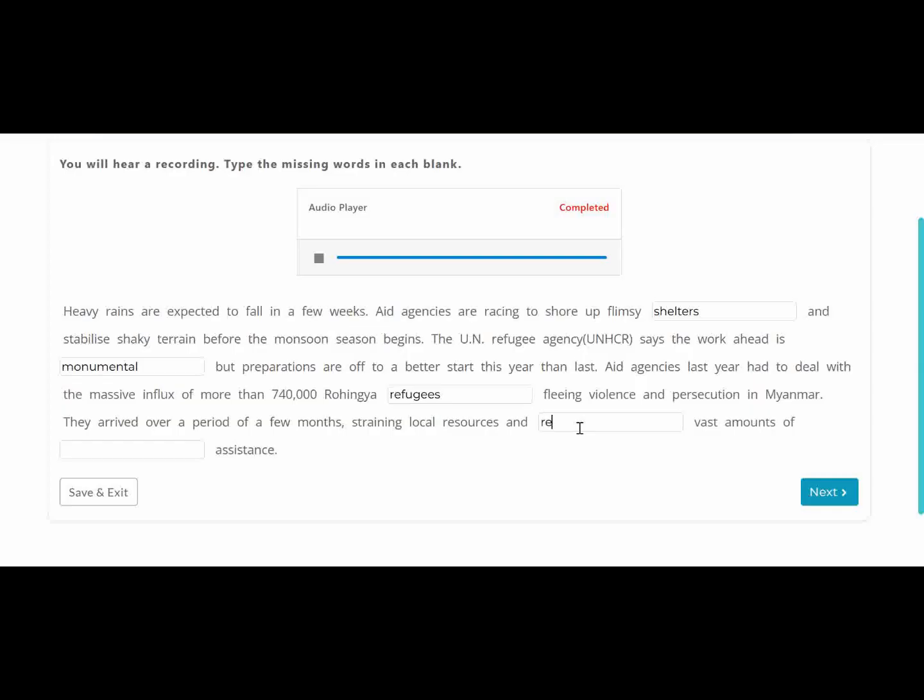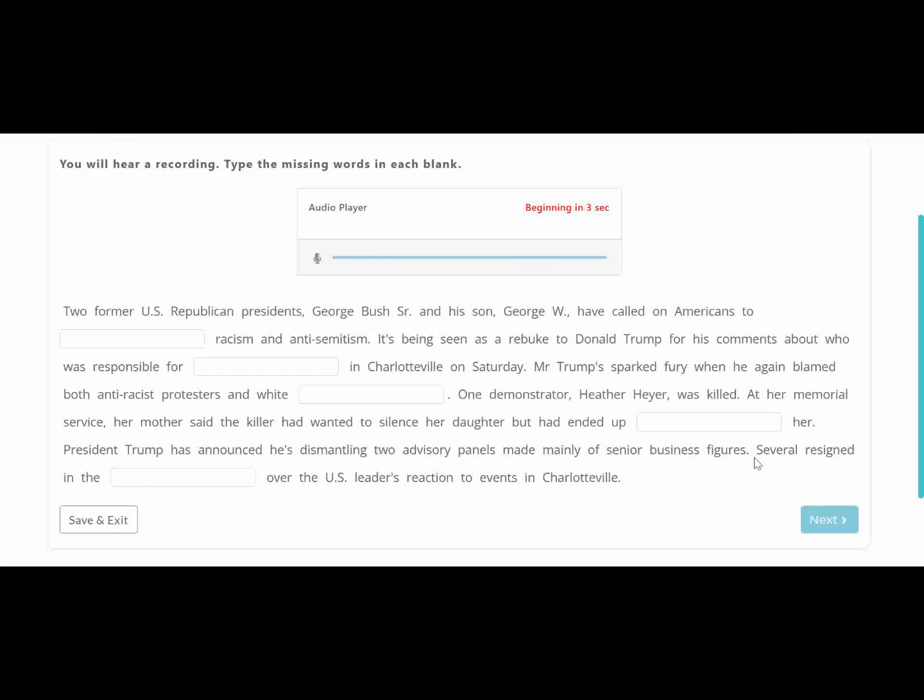Next is requiring. Sometimes the answer will be given within the paragraph, sometimes not, not always. Next is humanitarian. Humanitarian. So the first one is shelters, monumental, refugees, requiring and humanitarian. Check your spellings carefully. Next question.